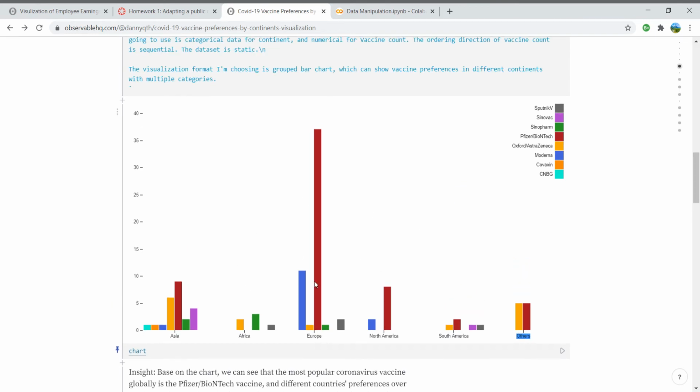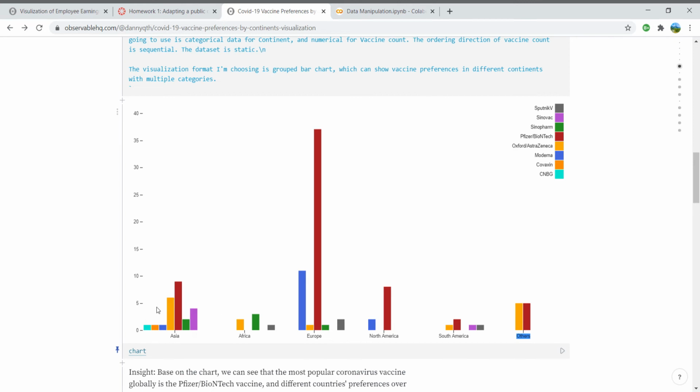As we see, this red bar is very high in many continents, Asia, Europe, and North America, and that represents Pfizer BioNTech, and that means it's the most popular vaccine worldwide. And we see in Europe and North America, the Moderna and Pfizer BioNTech are way more popular compared with other vaccines, and that is probably because both vaccines are manufactured in Europe and North America.